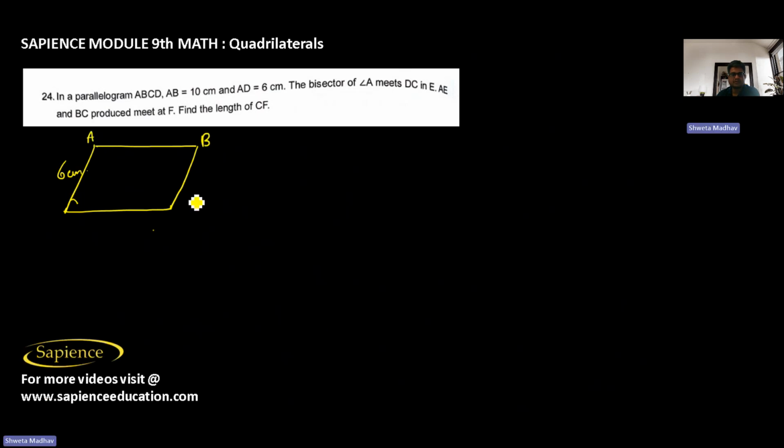Parallelogram ABCD. So AD is 6 centimeter, AB is 10 centimeter. The bisector of angle A meets DC at E. This is E. And AE and BC, when produced, they meet at F. And find the length of CF. Length of CF we have to find out.